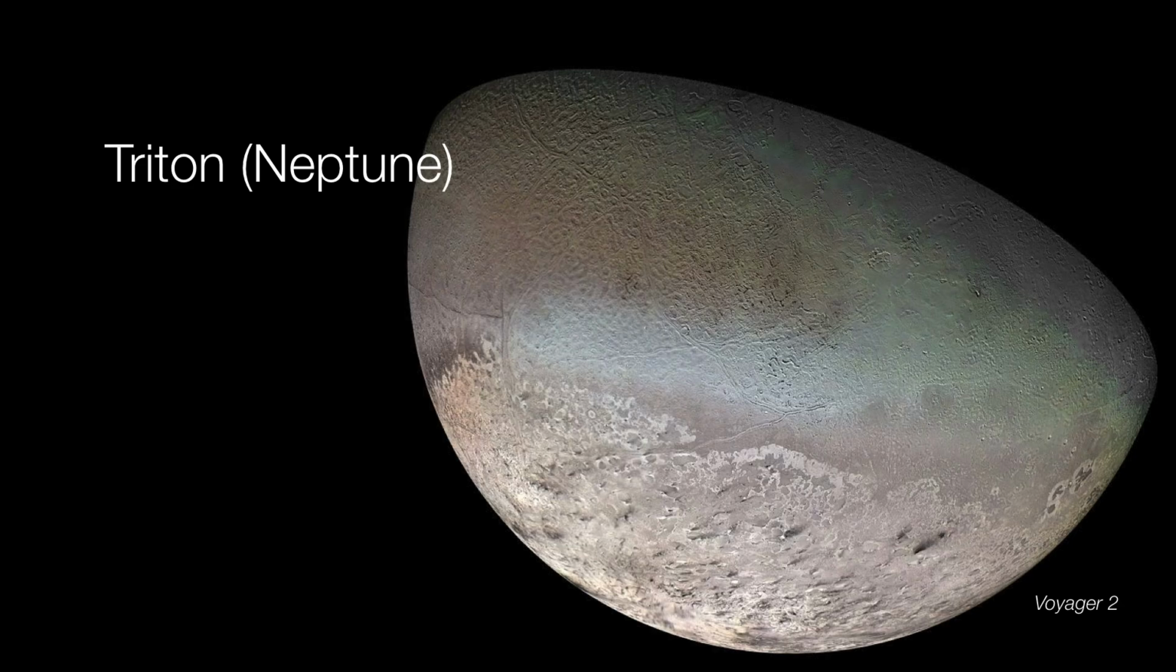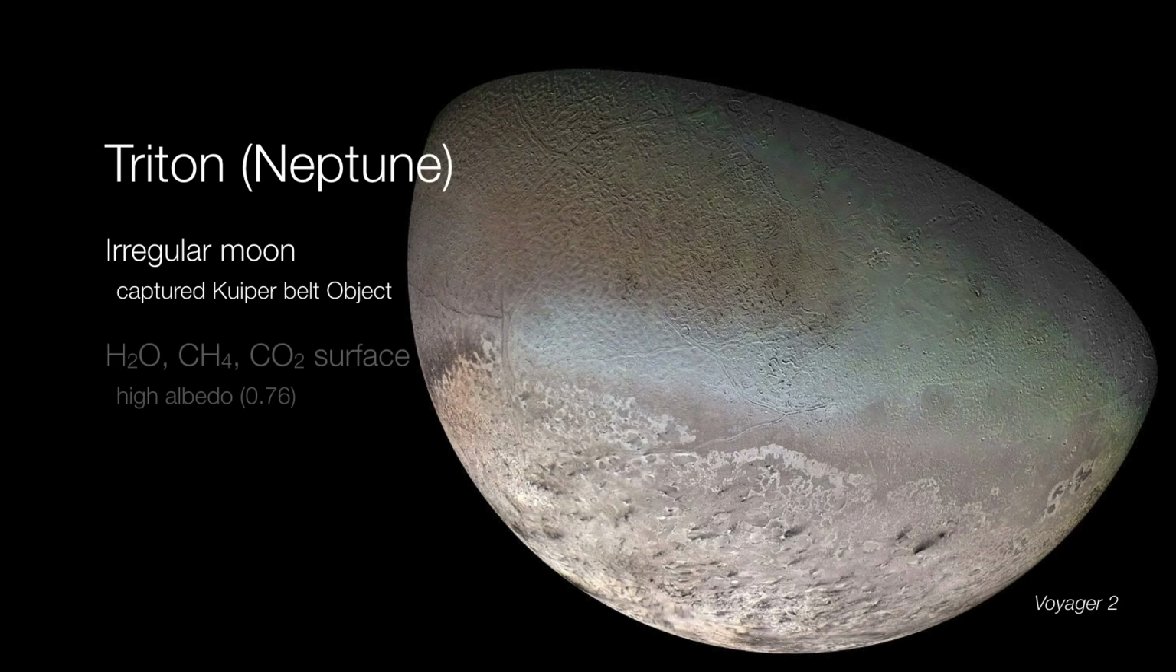Now, Triton is Neptune's largest moon, but it's also the solar system's largest irregular moon. In other words, it most likely formed way out past the orbit of Neptune in what's called the Kuiper Belt and was later captured by Neptune's gravity. It's covered in ice, and it's a very bright surface because most of what we see on Triton is water ice and methane ice and some frozen CO2. And this makes Triton very bright.